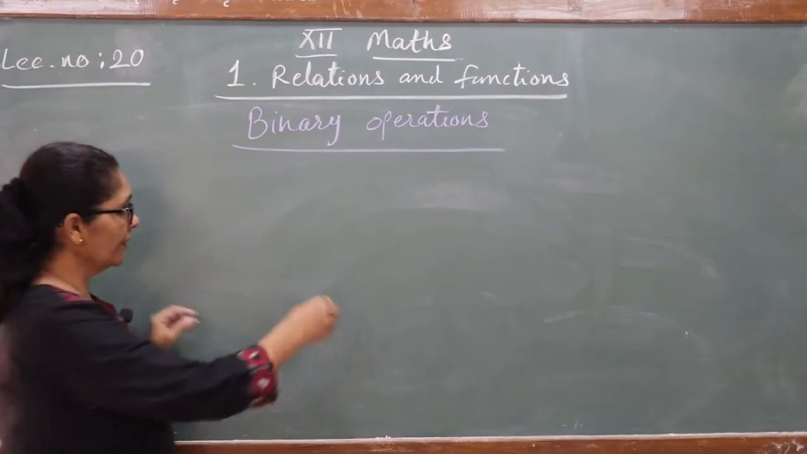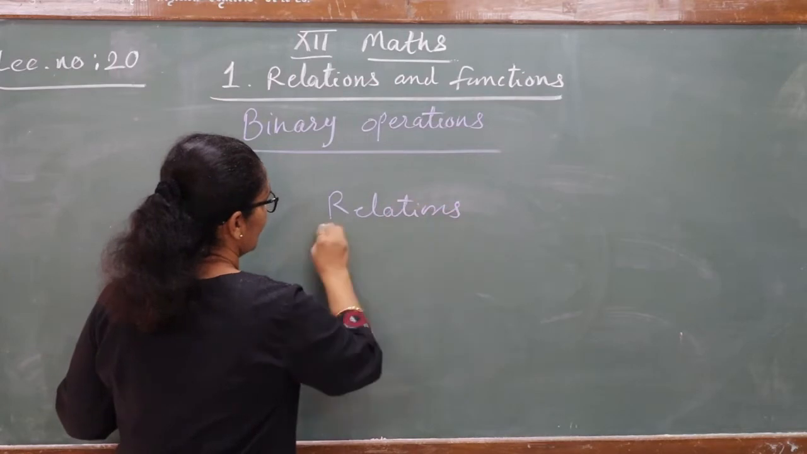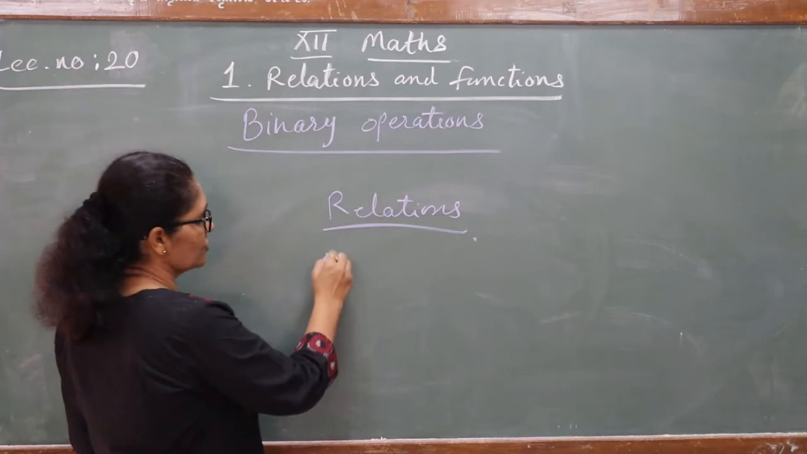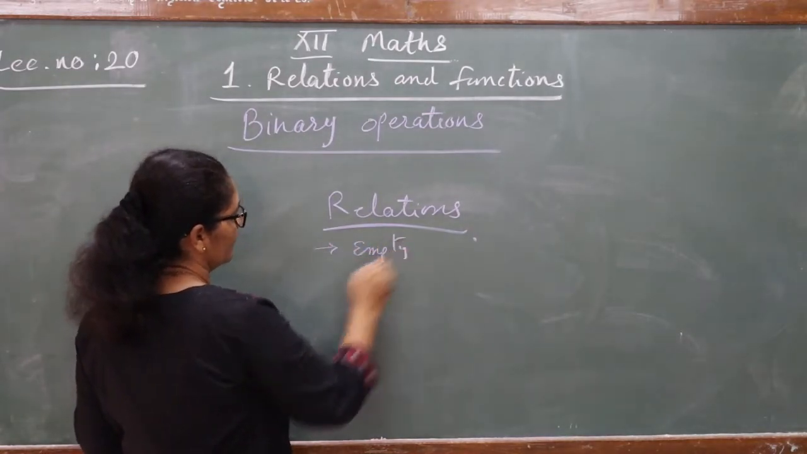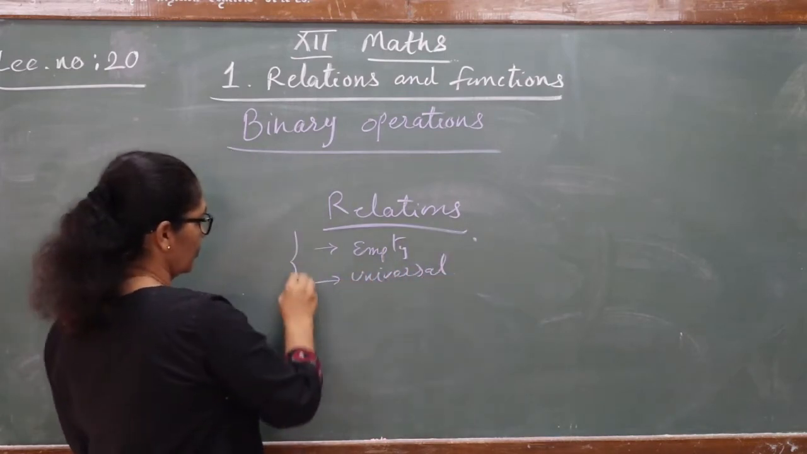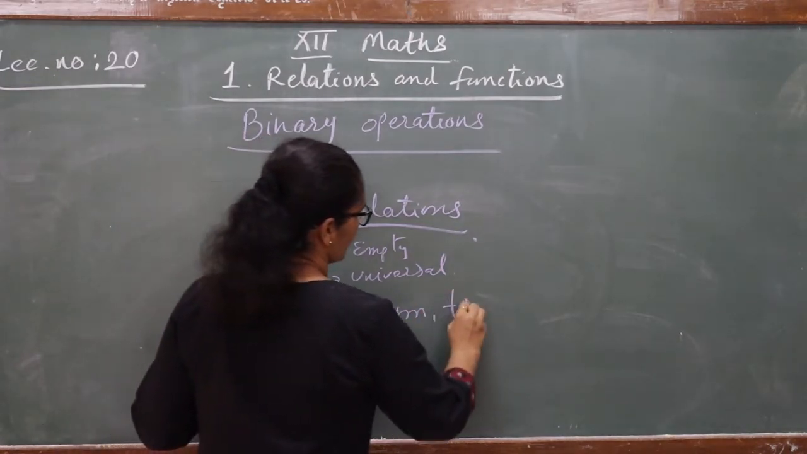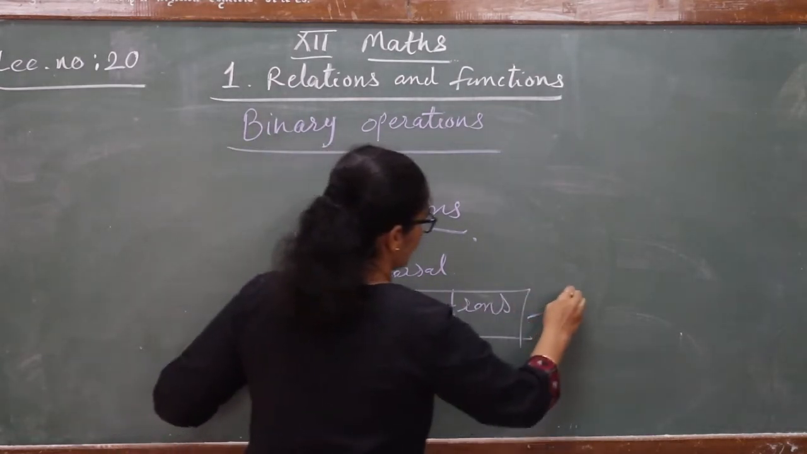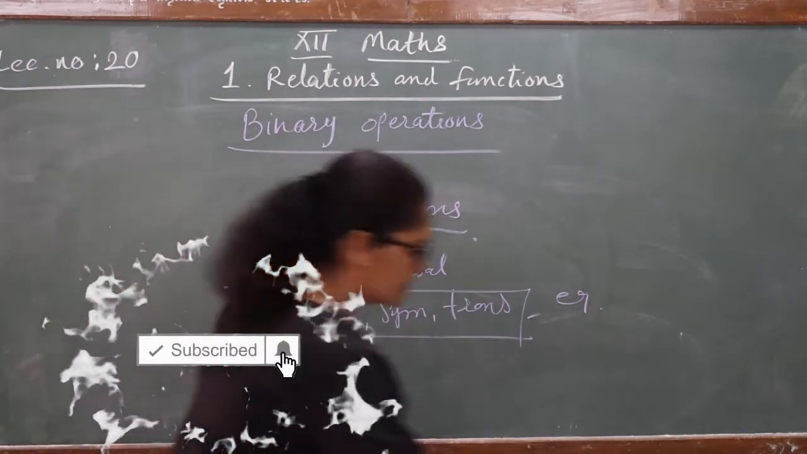In the first topic we learned about relations. Why are we revising it? To make your concept clear, we just revise it fast. In relations you learned which types of relation? One is the empty relation, then universal, and then three more types: reflexive, symmetric and transitive. And the relation which satisfies all three properties is called an equivalence relation. That is our first exercise in which we discuss this topic.